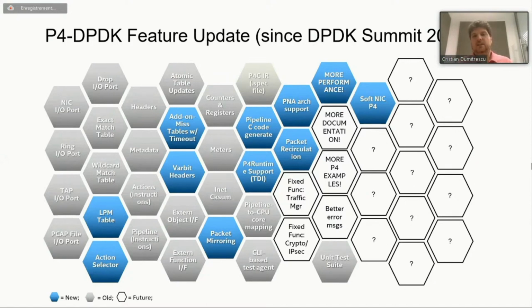This slide basically presents an update of the features that we implemented since last year, since we presented P4 DPDK last year at the DPDK Summit 2021. The gray boxes are the ones that we already had at that time. There might be improvements, but not a major redesign. And the blue boxes are the ones that represent the new features that we implemented in the last year or so. So I think this illustrates the fact that we did do a lot of work recently.